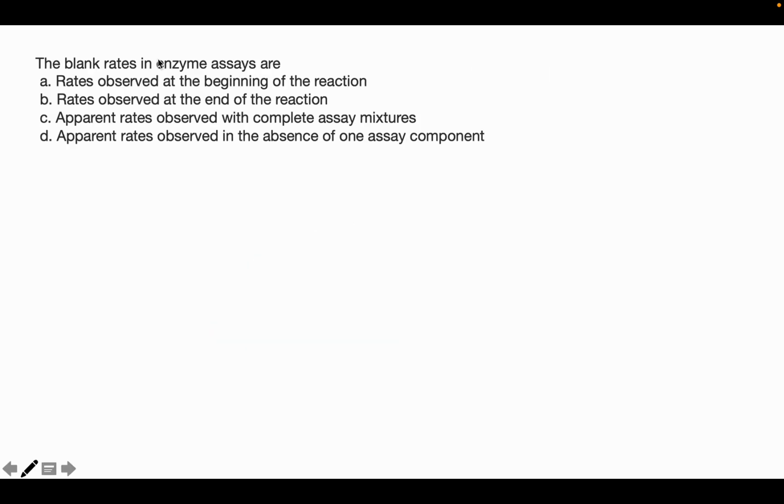Blank rates in enzyme assay are: rates observed at the beginning of the reaction, rates observed at the end of the reaction, apparent rate observed with complete assay mixture, or apparent rate observed in absence of one of the assay components. Mostly that one assay component could be either enzyme or substrate, depending upon the control which we are using. The correct answer is D.